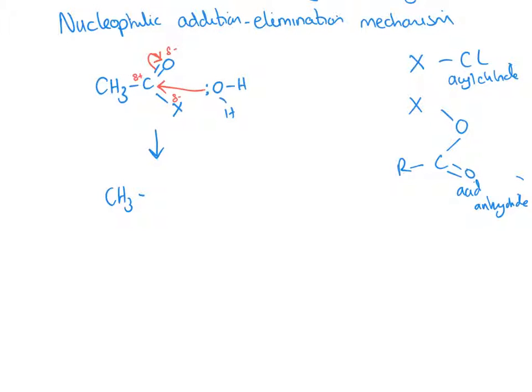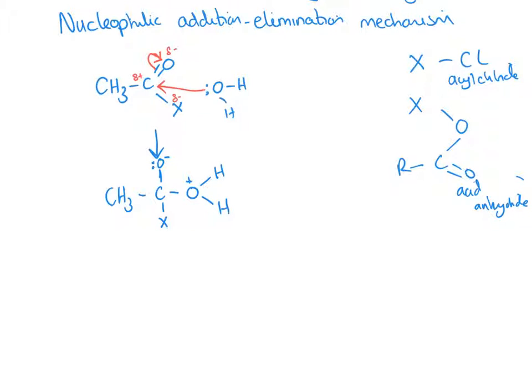We'll then be left with this intermediate. So remember, those electrons have moved on to oxygen, so you can see them as a lone pair and it's now got a negative charge. We've added in our nucleophile, which has had to share its pair of electrons, so it's now got a positive charge on it. And we've still got our chlorine or our acid anhydride group.